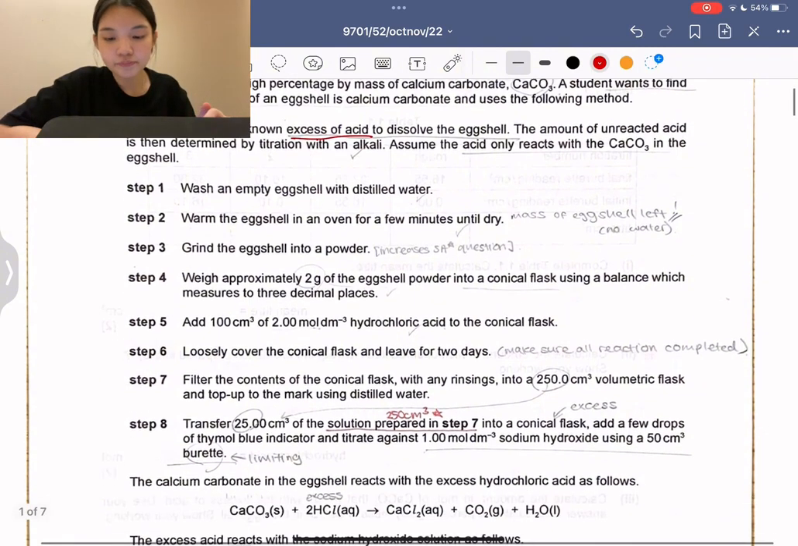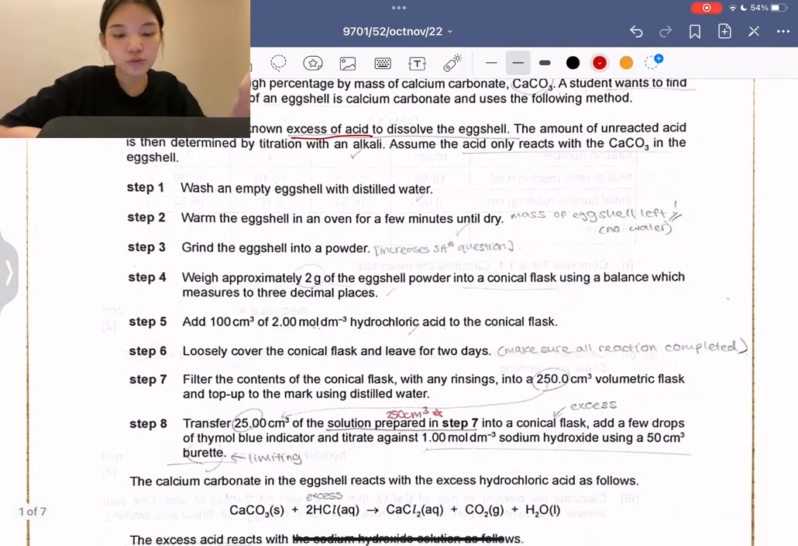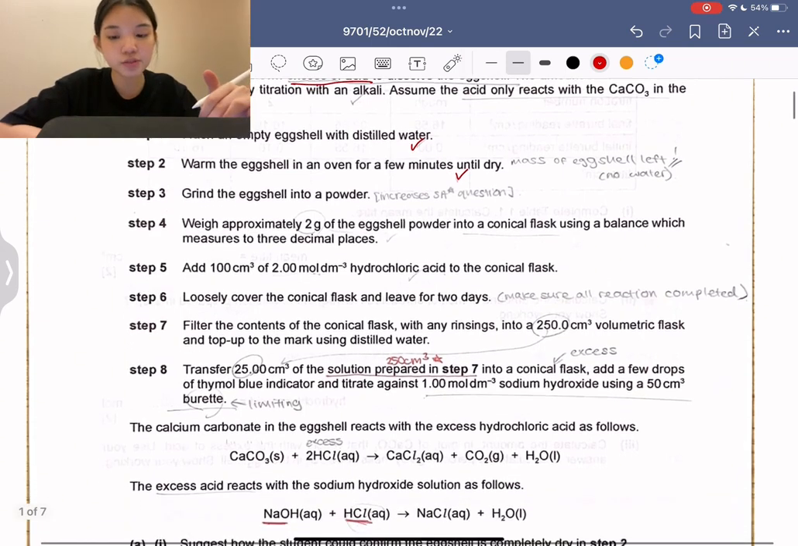So step 1, wash an empty eggshell with distilled water. Then warm the eggshell in an oven for a few minutes until dry. This is so that there's no water left and it's only going to be the mass of the eggshell left over. Then step 3, grind the eggshell into a powder. Usually when there's a step like this, grind something into a powder, there's usually a question relating to surface area, which we will see in this paper.